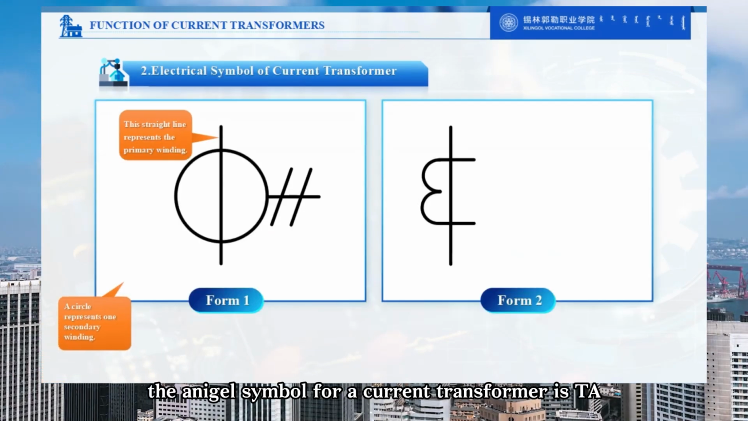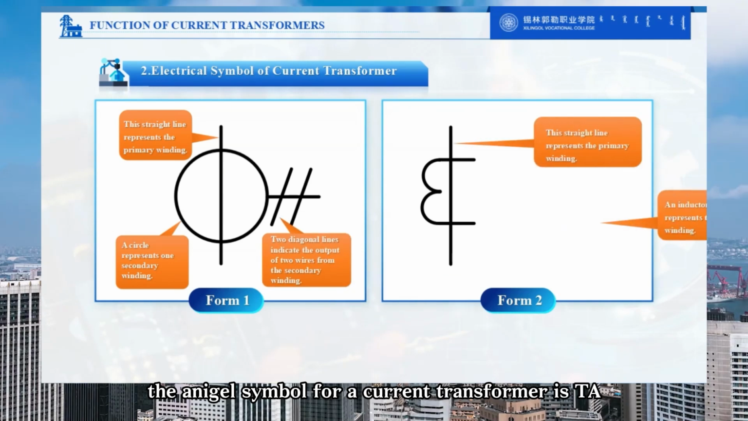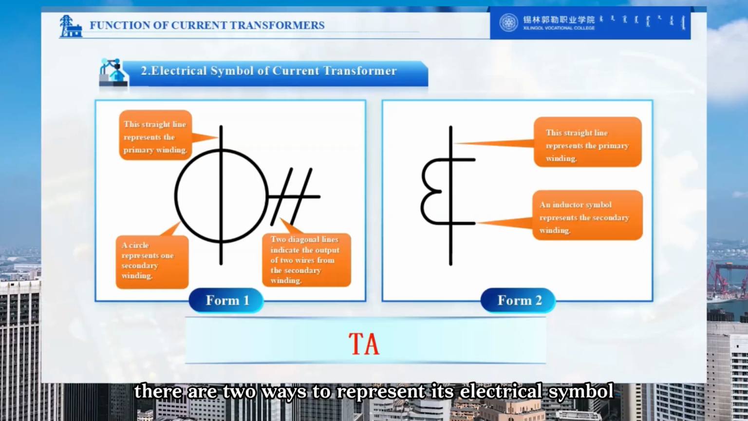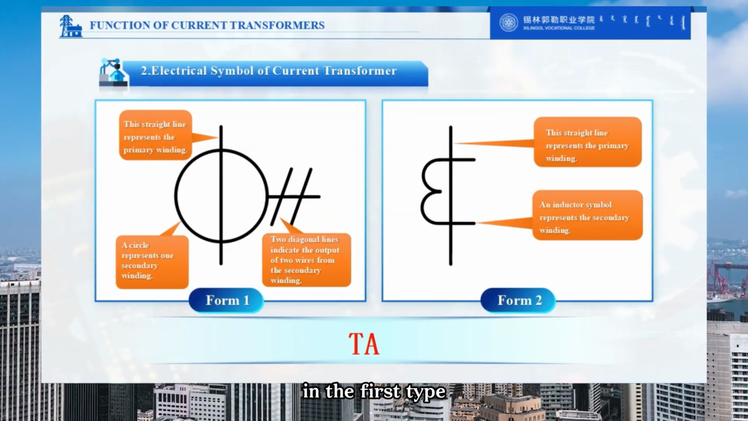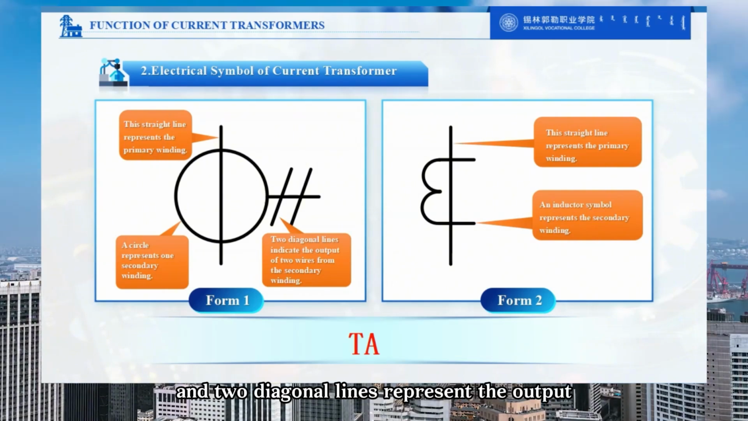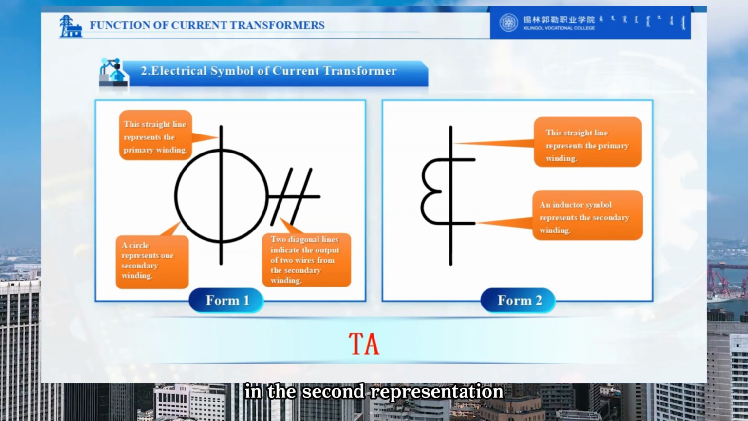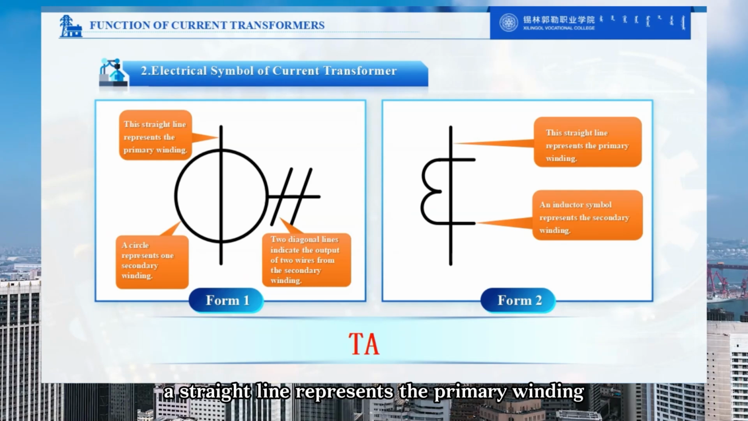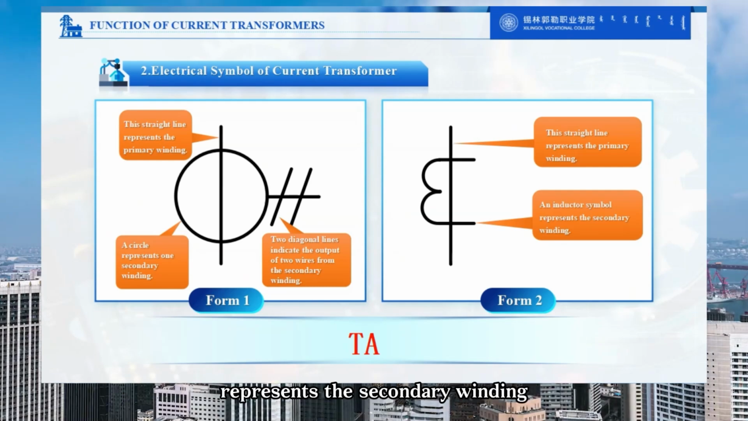The letter symbol for a current transformer is TA. There are two ways to represent its electrical symbol. In the first type, a straight line represents the primary winding, a circle represents the secondary winding, and two diagonal lines represent the output of the secondary winding. In the second representation, a straight line represents the primary winding and an inductor symbol represents the secondary winding.